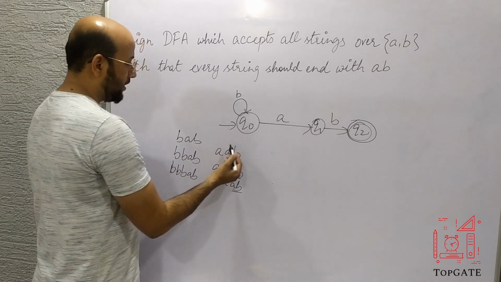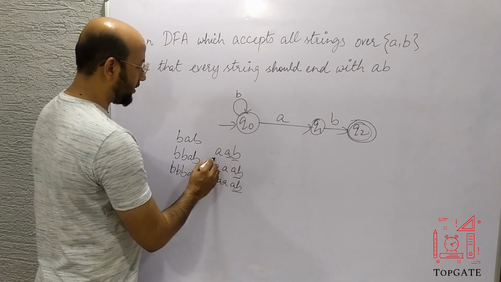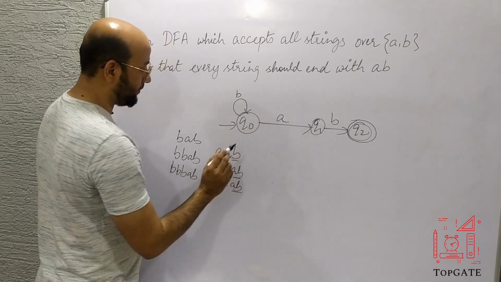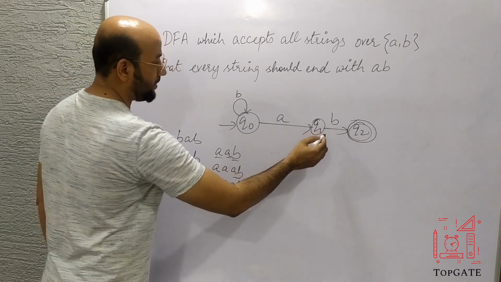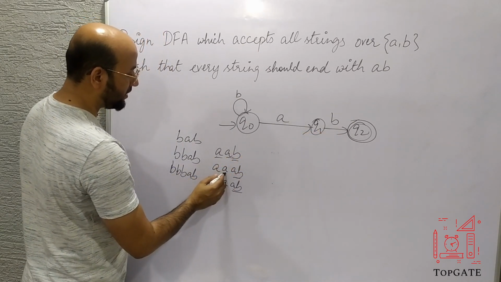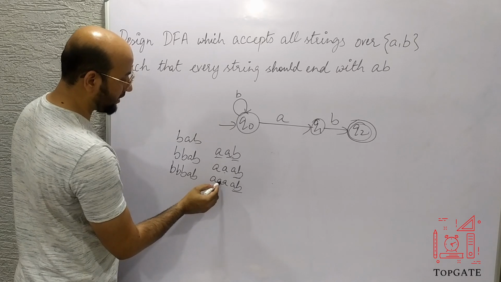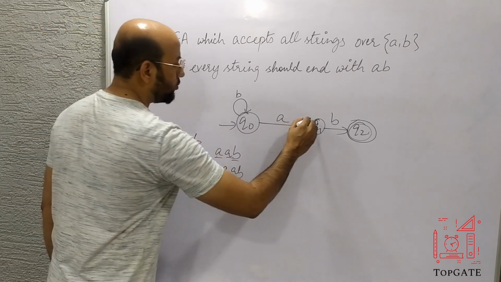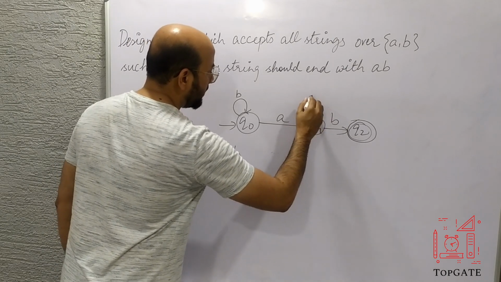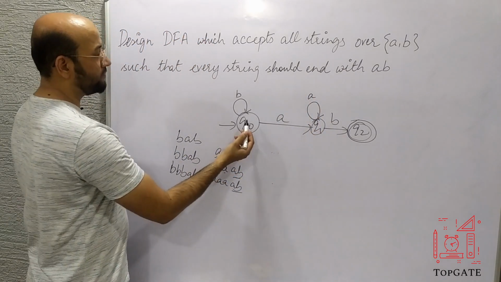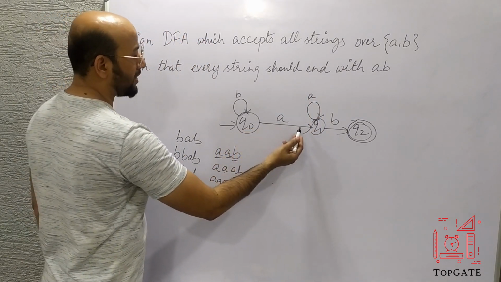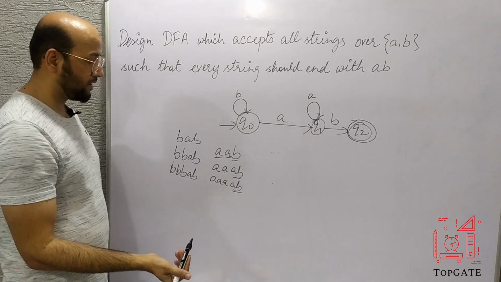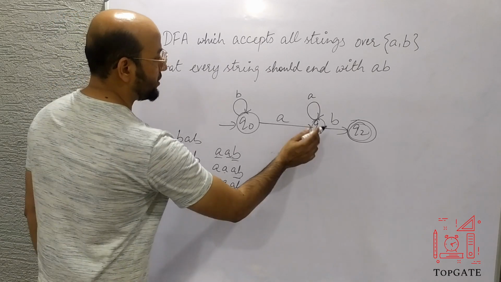If I start accepting this particular string, I'll start with Q naught. With A, I'll come to Q1, and then I need AB here. Then again I can have several A's here, that is 1A, 2A, 3A, 4A, 5A, so n number of A's can be there. So I'll simply take a self loop of A here. That will start accepting all the strings having any number of A's and then finally ending with AB. Correct? So Q1 is complete.